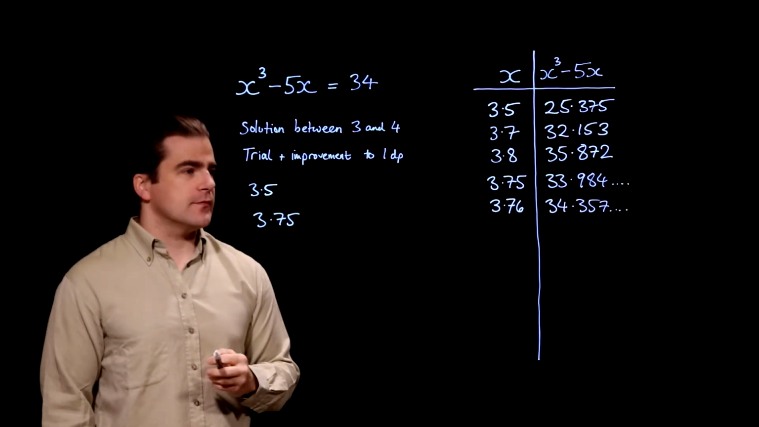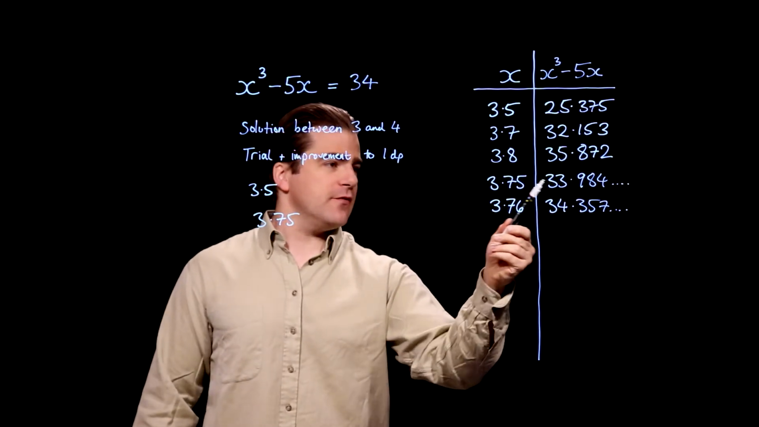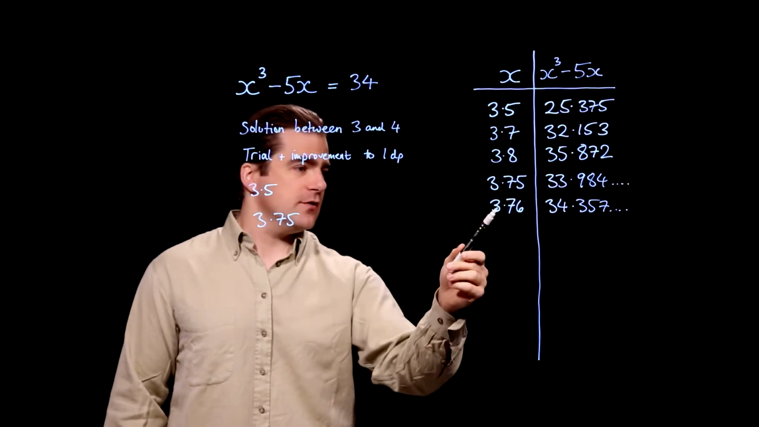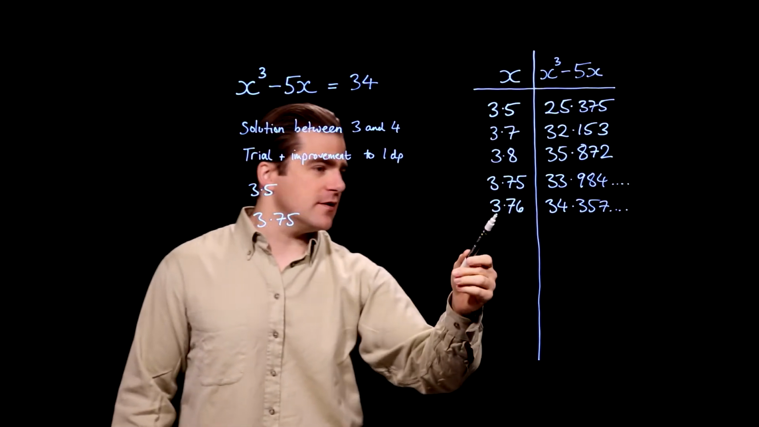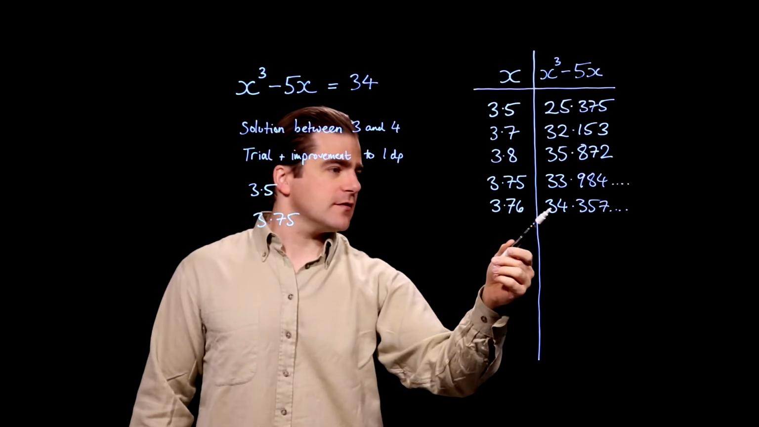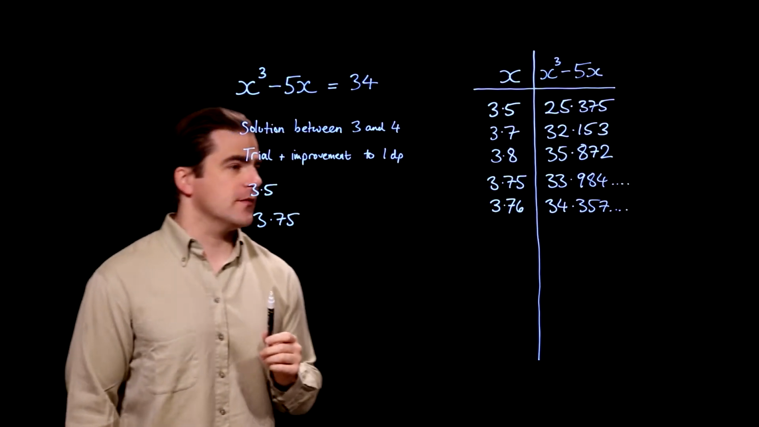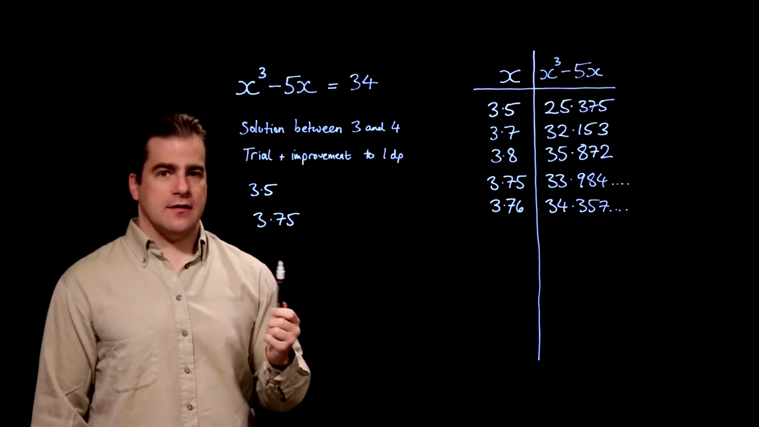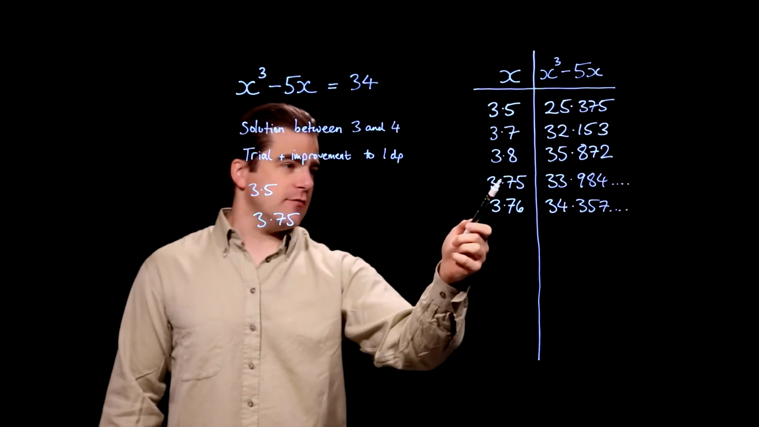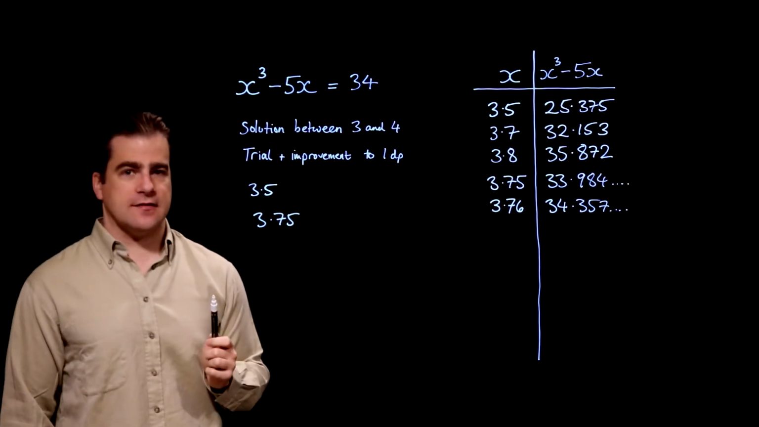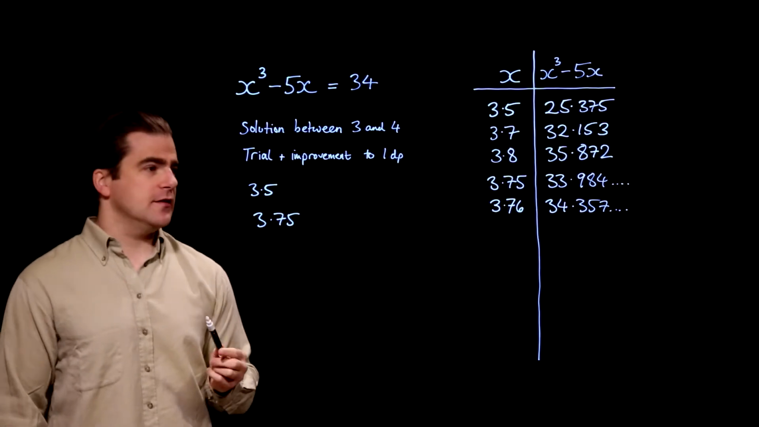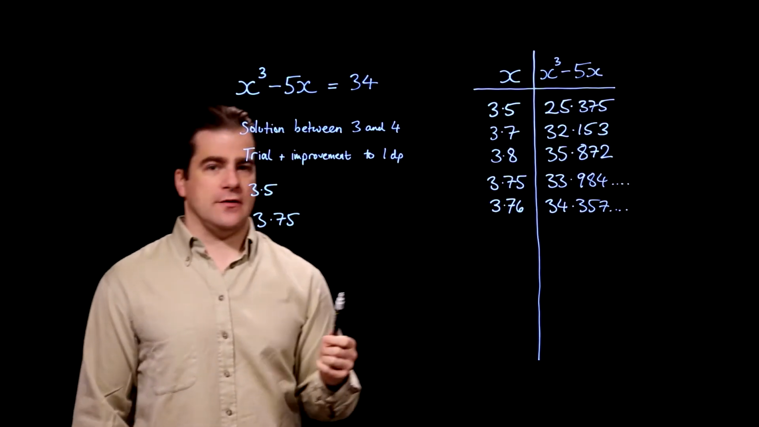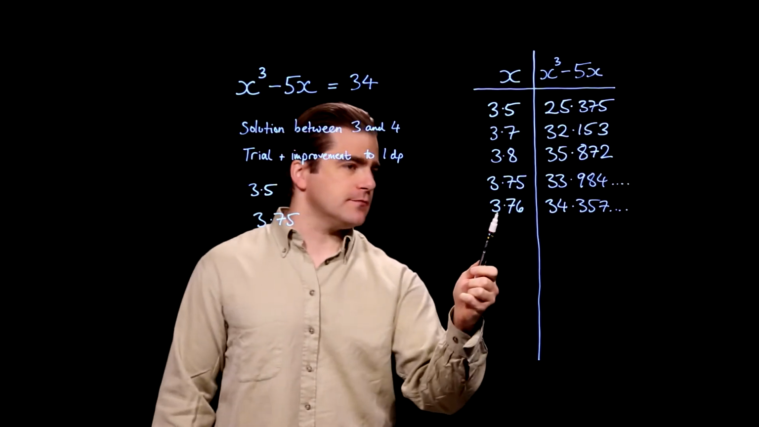Okay. 3.75 gives you less than 34 when you put it in the machinery. 3.76 gives you more than 34. So we know the solution is somewhere between 3.75 and 3.76, but we only have to give the solution to one decimal place. So we've pretty much done it at this point.